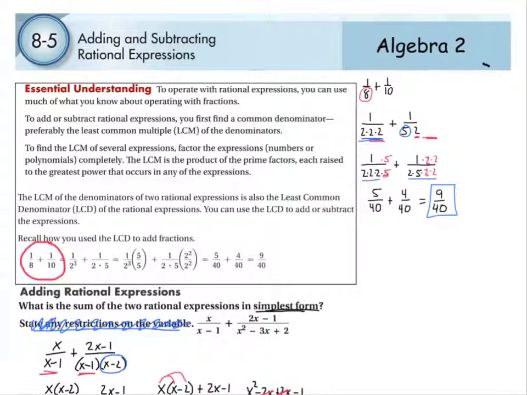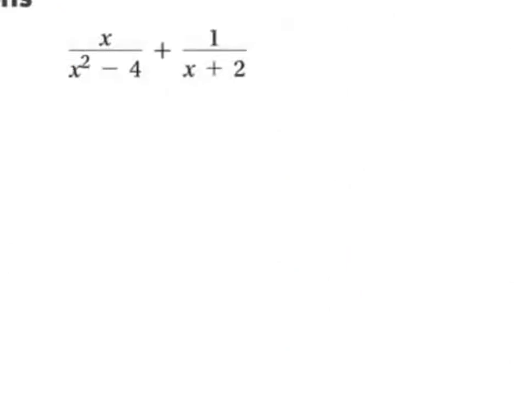Hi folks, I just wanted to work a couple of extra examples for you from section 8.5, adding and subtracting rational expressions. So let's take a look at our first example. It is on the front page of your notes down at the bottom. We have x over x squared minus 4 plus 1 over x plus 2.